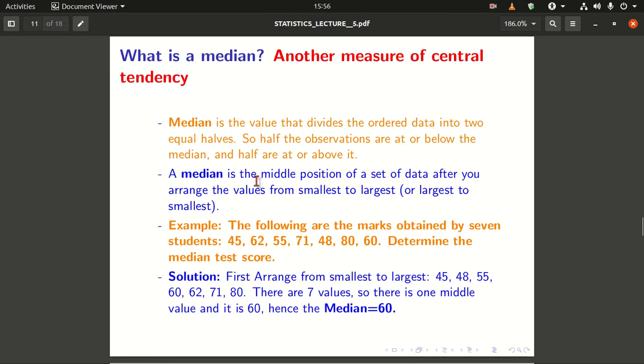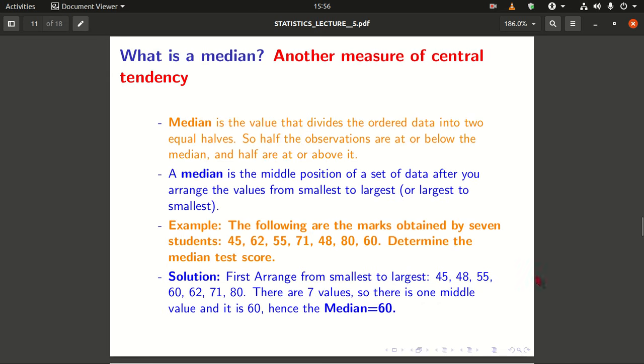That's what I'm trying to mean by these two positions here. As an example, suppose I have this data here. These are the marks of 7 students: 45, 62, 55, 71, 48, 80, and 60. Determine the median test score. First, we need to arrange this data from smallest to largest, or from largest to smallest. Here, I've just decided to arrange them from smallest to largest.